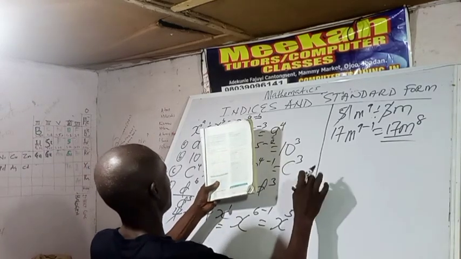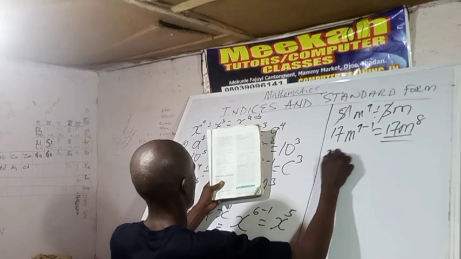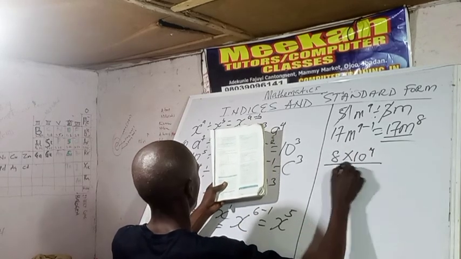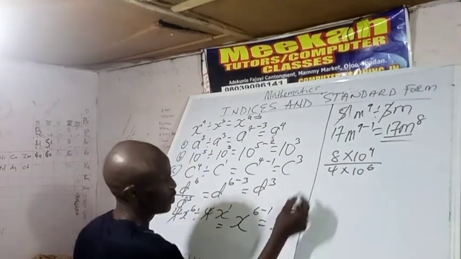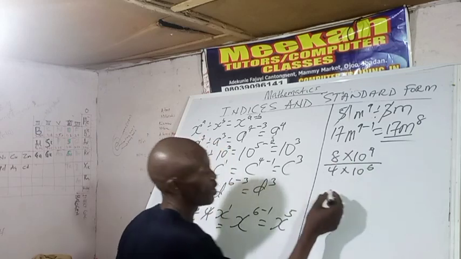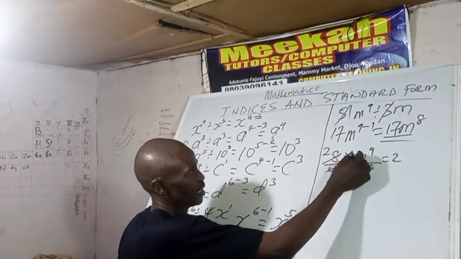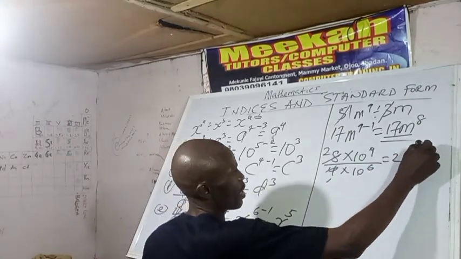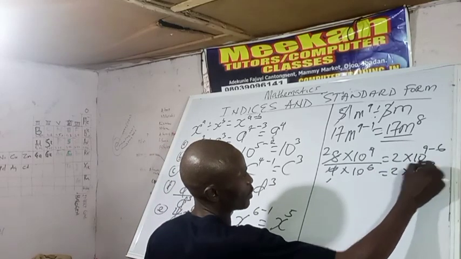Now, let's see. If you now have something like this: 8 times 10 raised to power 9 divided by 4 times 10 raised to power 6. Note, number for number, indices for indices. 4 here 1, 4 here 2. I keep it here. 10 raised to power 9 minus 6. 2 times 10 raised to power 3.